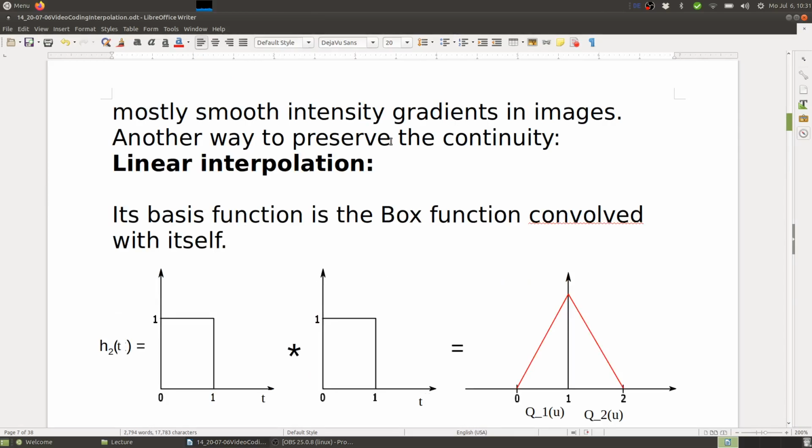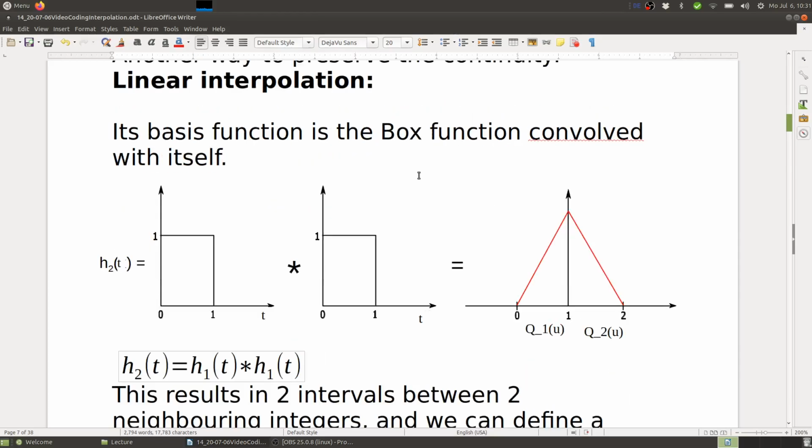Another way to preserve the continuity is linear interpolation. And we obtain linear interpolation as a basis function if we convolve the box function with itself. Right, so here we can see it. We have two box functions, we convolve them, and then we get this triangular function here. And this goes over two intervals. It starts at 0 and goes up to 2, right? Because of the convolution here. And you can also see it has no sudden jump in the beginning and end. It linearly goes up and linearly goes down.